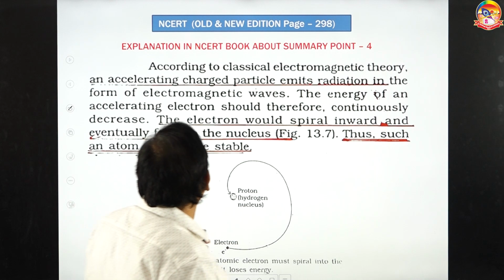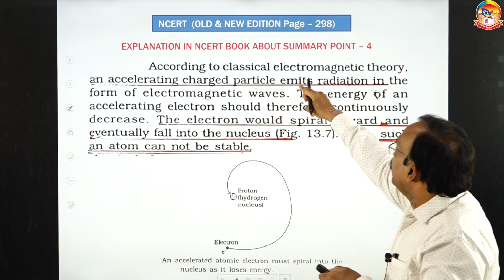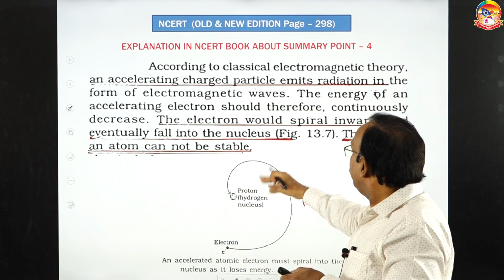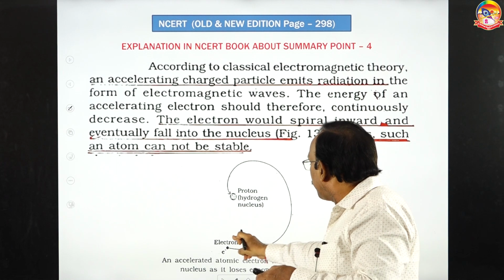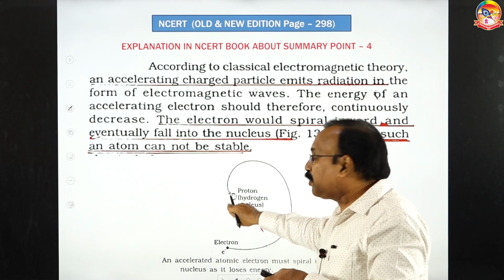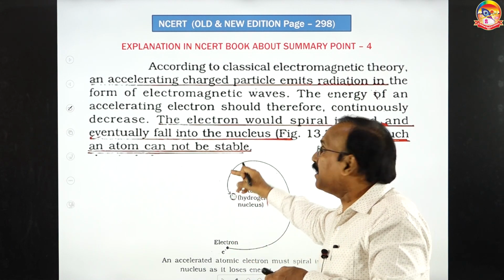So coming to the point, these are the points in the NCERT textbook which prove that Rutherford's model of electrons spiraling into the nucleus and collapsing into the nucleus is wrong.